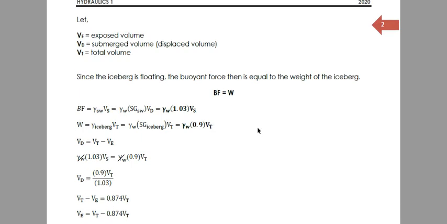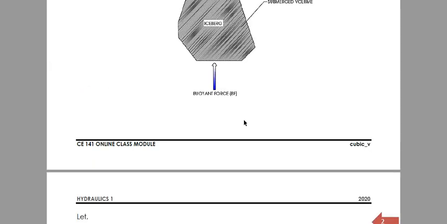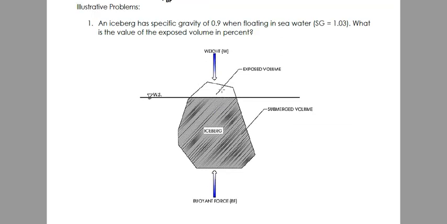So, we let V sub E is equal to exposed volume. VD is submerged volume or the displaced volume. And then the total volume, VT. Now, since the iceberg is floating, the buoyant force then is equal to the weight of the iceberg. So, this is our working equation. So, basically, we are solving for the exposed volume in terms of the total volume in percent.